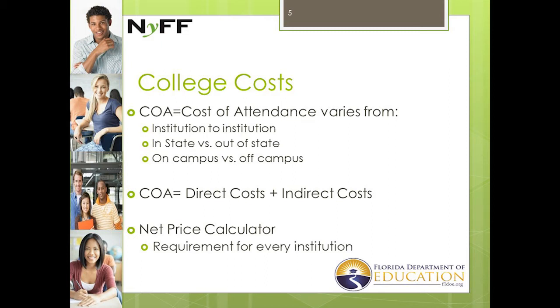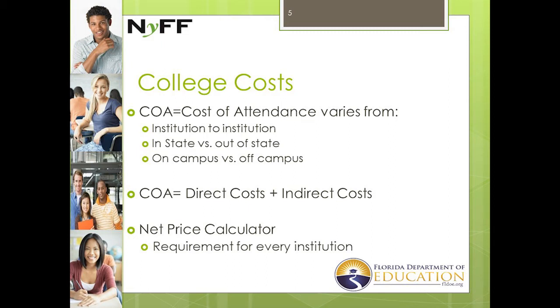The cost of attendance, COA, varies from institution to institution. There are also variances between in-state and out-of-state schools and whether the student lives on or off campus. It is important to take this into consideration when researching your options. Cost of attendance traditionally includes both direct and indirect cost. Direct costs include tuition and fees. Indirect costs include items such as books, transportation, housing, and computer costs.